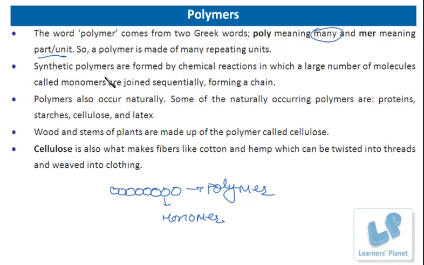Synthetic polymers are formed by chemical reactions in which a large number of molecules called monomers are joined sequentially, forming a chain. These are joined and they form the chain. Like PVC, polyvinyl chloride, of which your pipe is made, say a water spraying pipe. That is made up of PVC, and the monomer unit there is vinyl chloride.